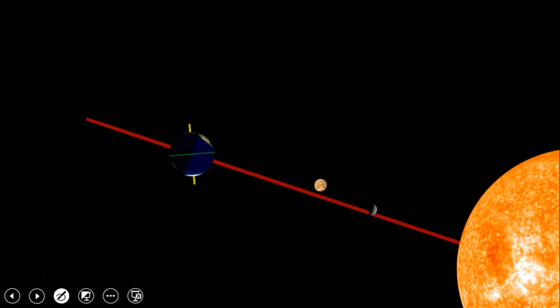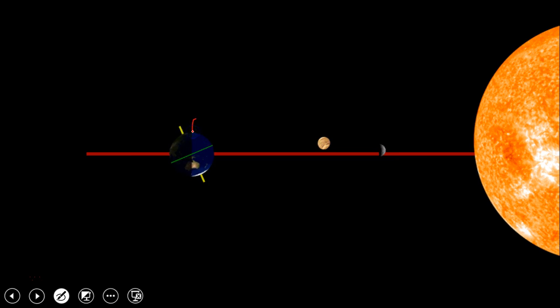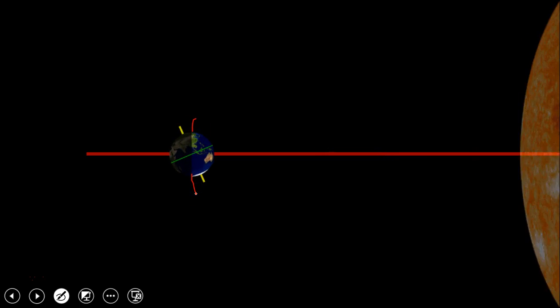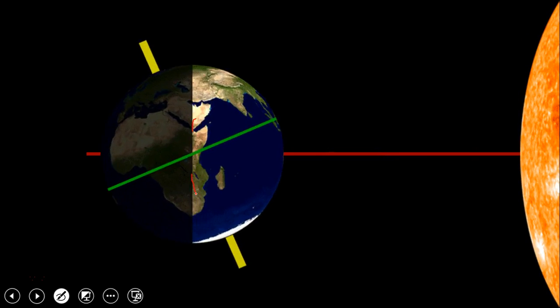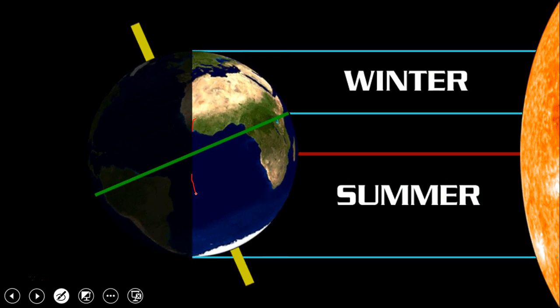Now the question is, as you see right there, what happens if we did have a perpendicular? What would happen if we had a perpendicular and not a 23.5 degree tilt? Okay, think of that question.